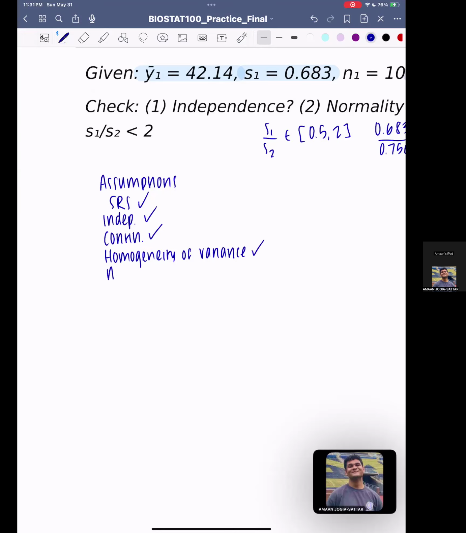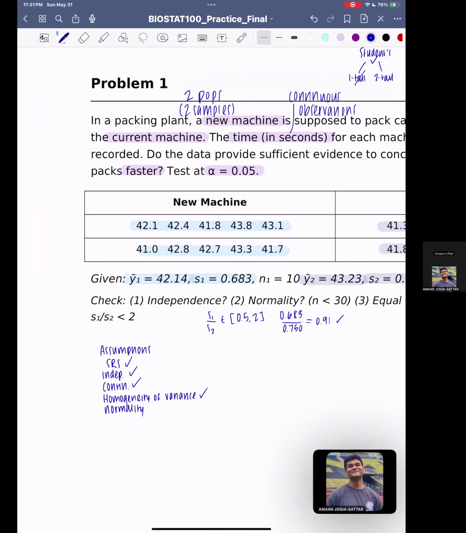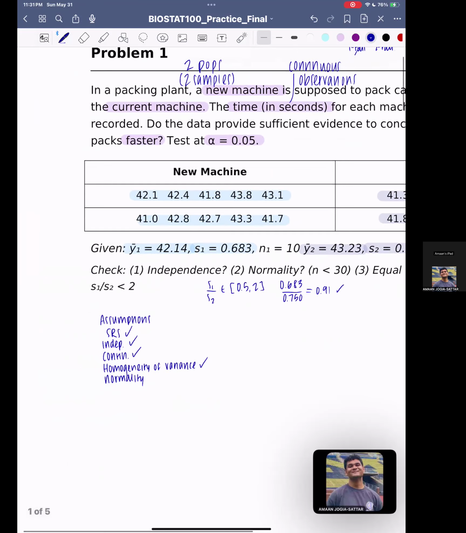Lastly, normality, and this is the one that sometimes gets us. Now, if you'll recall, when we have large samples, or as a ballpark, samples above 30 or so, we assume that the central limit theorem is kicking in and that normality asymptotically is going to help us, and the t-test becomes more robust to violations of normality. However, if you'll notice, we have exactly 10 samples per group, and so we can't just fully rely on the central limit theorem. Luckily, this problem gives us these plots.